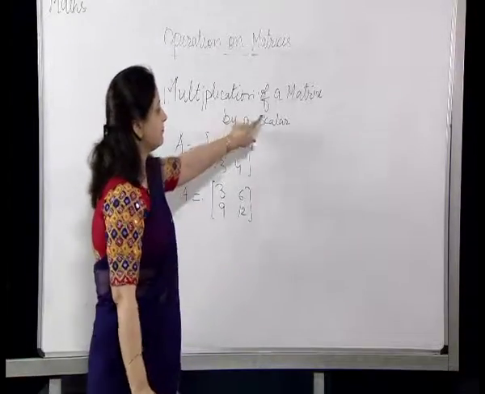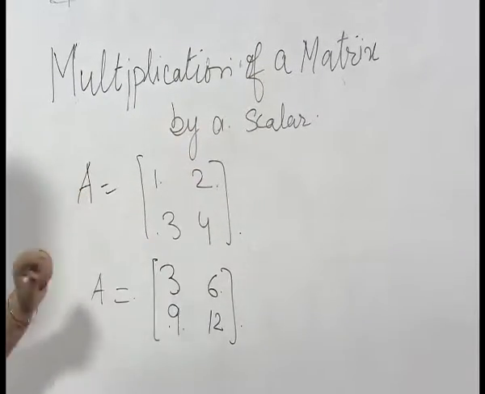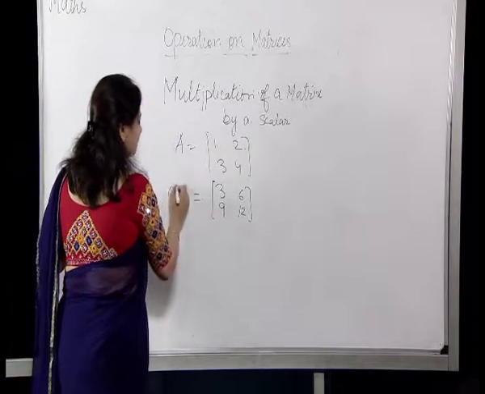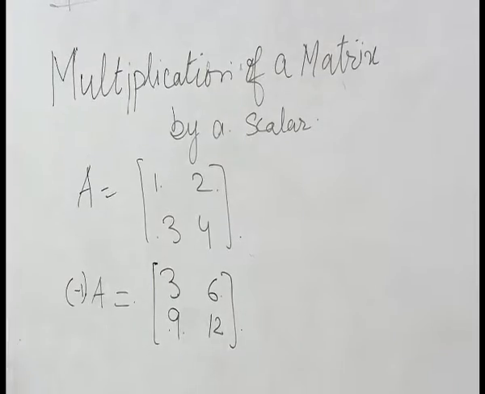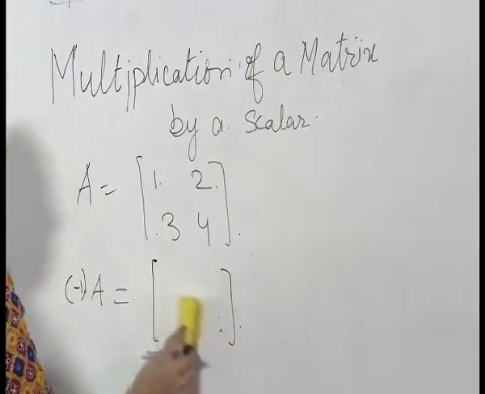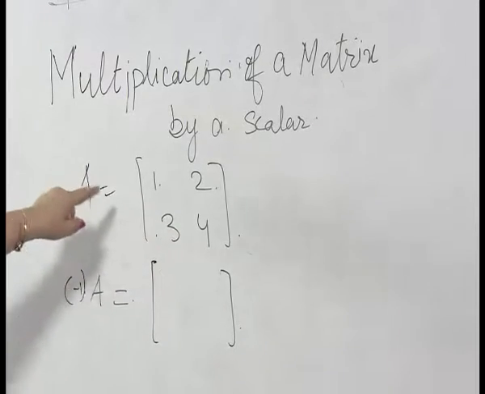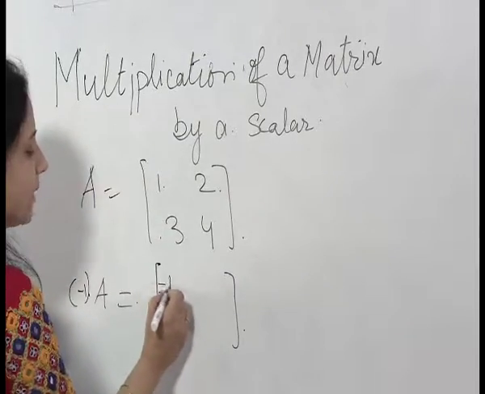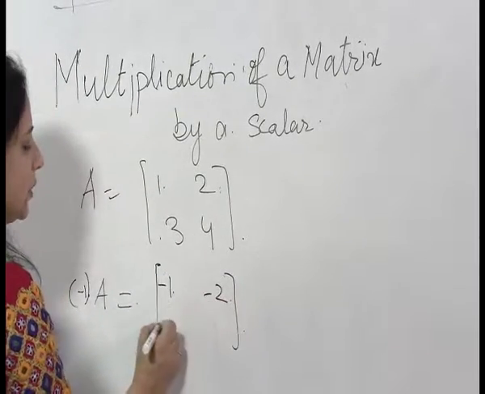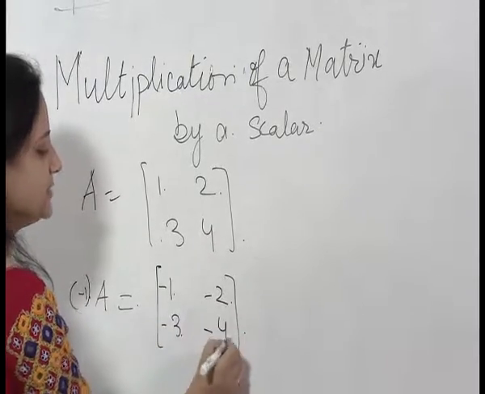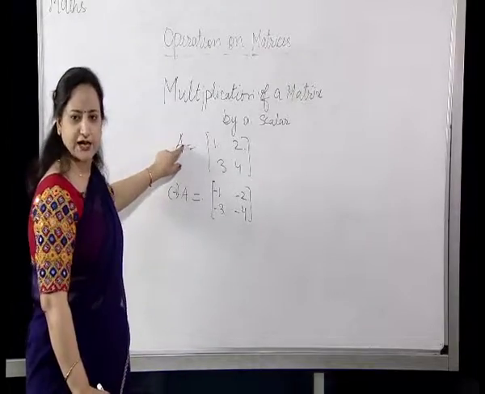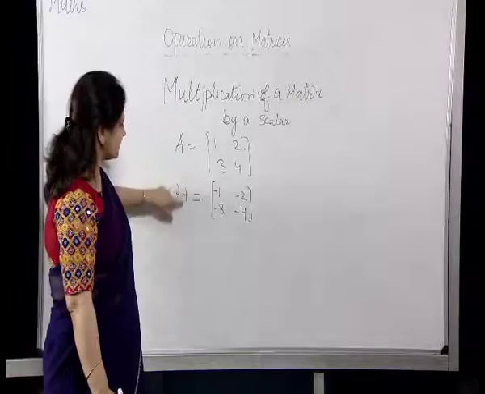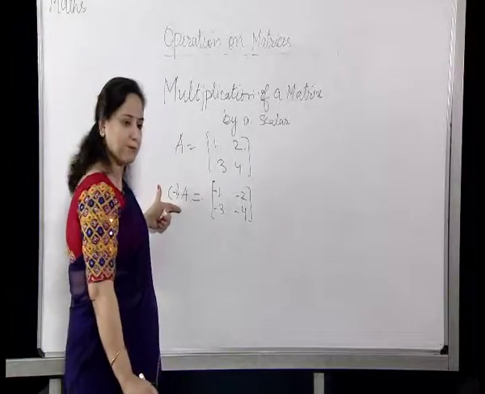Now, if I am saying multiplication of a matrix by a scalar, the scalar can be -1 also. I can multiply it by -1. What will I get? If I am finding -A, what will it be? This element, if you are multiplying 1 by -1, it will be -1, -2, -3 and -4. That means if A is any matrix, you can have -A also. So this is A and this is -A.